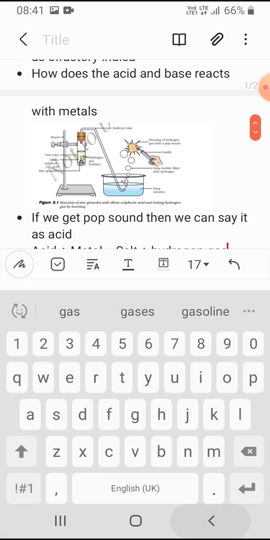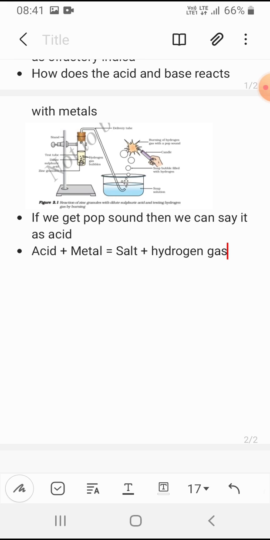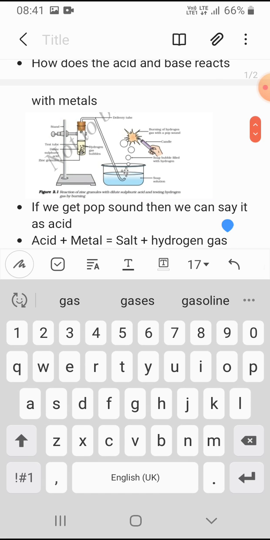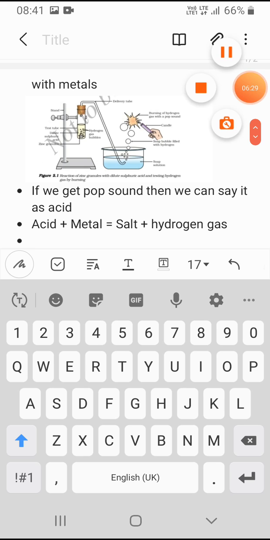So this is hydrochloric acid, and zinc granule is a metal. When this diluted sulfuric acid reacts with zinc granule, we get some salt, and we also get hydrogen gas. By that gas only we get the pop sound when we keep the candle in front of the hydrogen gas.